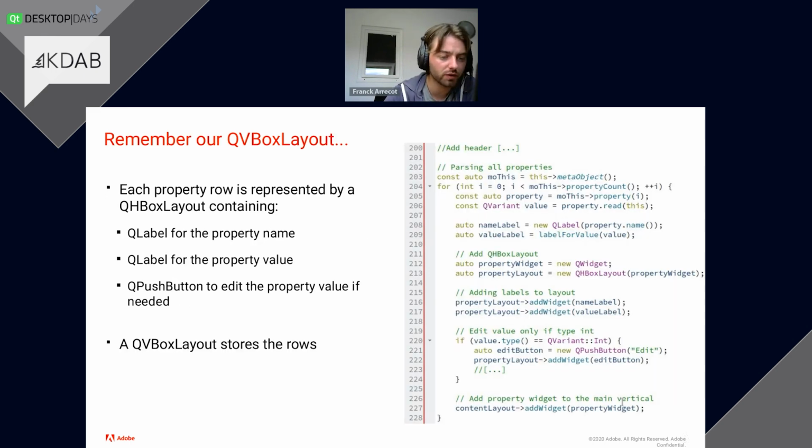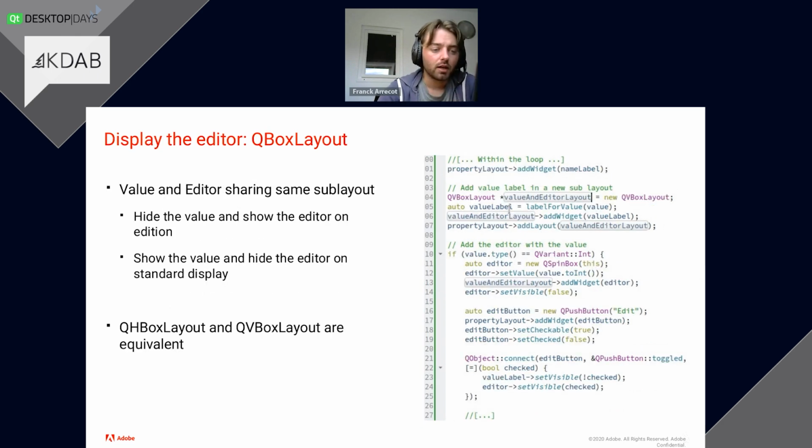Okay, so this was the code that we had before. Let's upgrade it to this version. Okay, we are in the loop. In the property layout, we just added the name label, and now instead of adding the value, we create a new layout. This layout right now is a QVBox layout called value and editor layout. Okay, we created it. We get back our value label and we add it into this sub layout. Okay, this sub layout is then added into the property layout, the one from before, this one here.